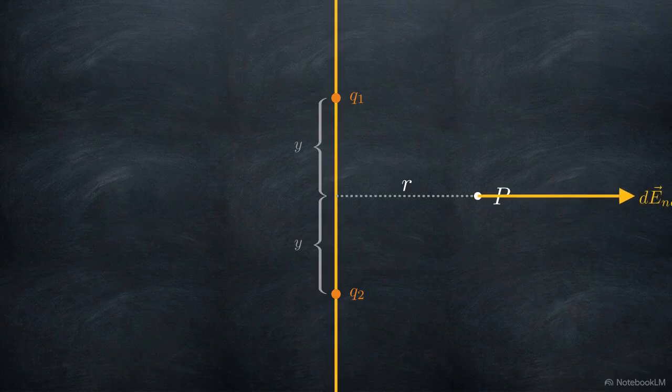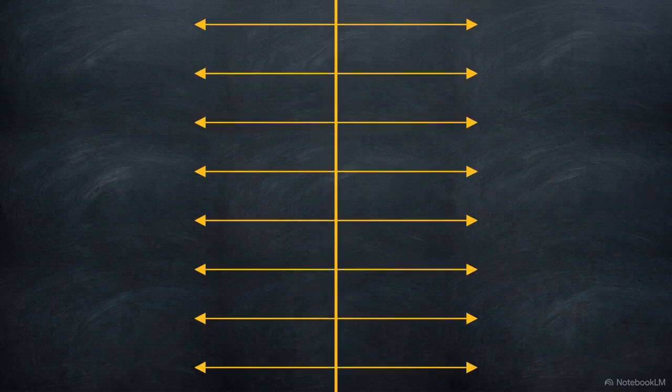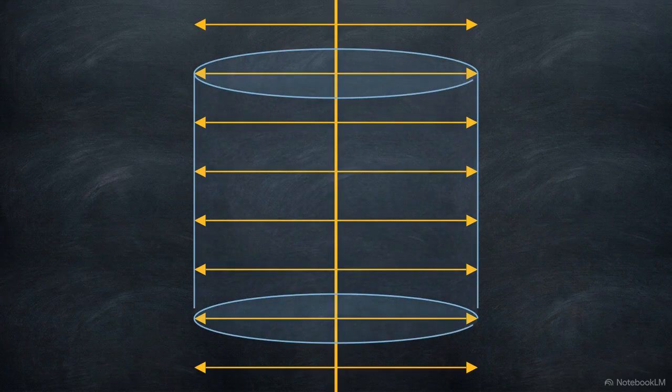They cancel each other out. However, the radial components point in the same direction and add together. Applying this to the entire infinite wire, all vertical components vanish. The overall electric field can only point radially outward. This radial symmetry dictates the exact shape we must choose for our Gaussian surface.